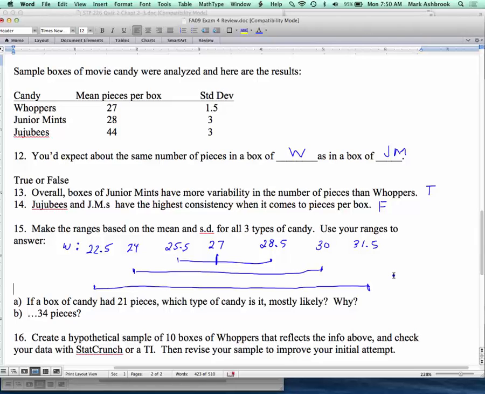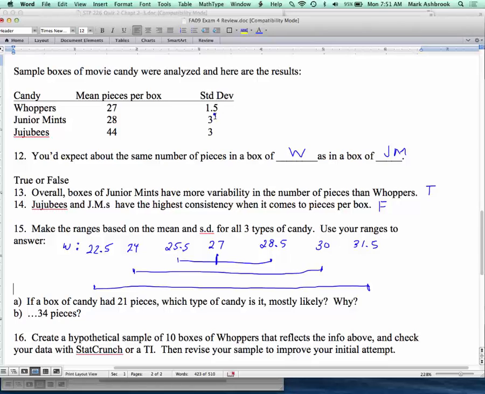we won't do 15. So what did you find for 15A? If a box of candy had 21 pieces, it's most likely what type of candy is it? You should have found those junior mints. Junior mints, okay? Because that would more likely reach down to 21 than whoppers would. So certainly it's not jujubes. There's way more than 21. It's going to be one of these two.